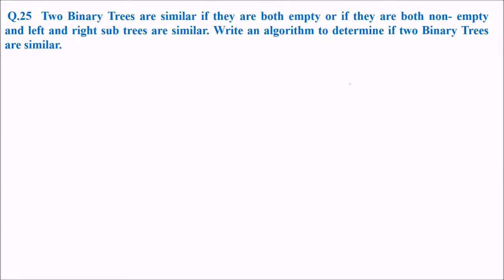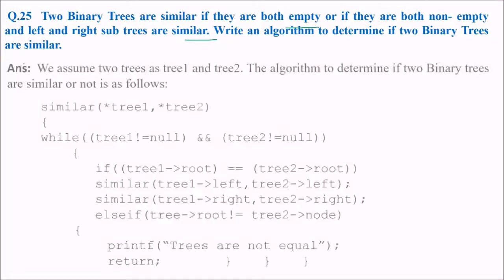Next: two binary trees are similar if they are both empty, or if they are both non-empty and their left and right subtrees are similar. Write an algorithm to determine if two binary trees are similar. Let us see. Two binary trees are similar if they are both empty, or if they are both non-empty and their left and right subtrees are similar.